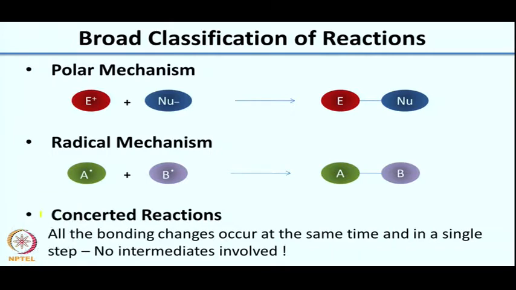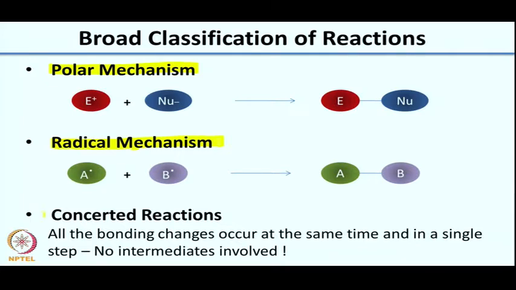So one type of mechanism is a polar mechanism. Now in a polar mechanism, just like the name suggests, you have two intermediates which are charged. So one would be positively charged and the other would be negatively charged and they would come together to give your product. The second one is a radical mechanism. Now in the radical mechanism, you do not have charged intermediates. What you have is radicals which would come together to give you your product.